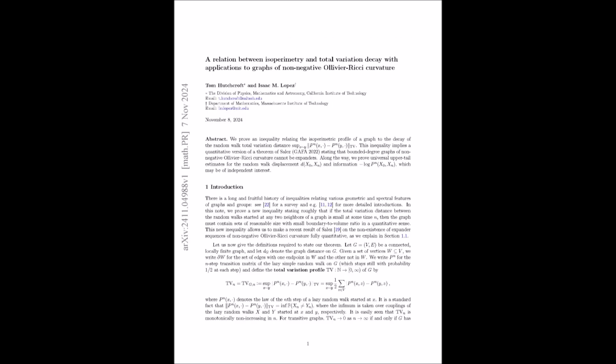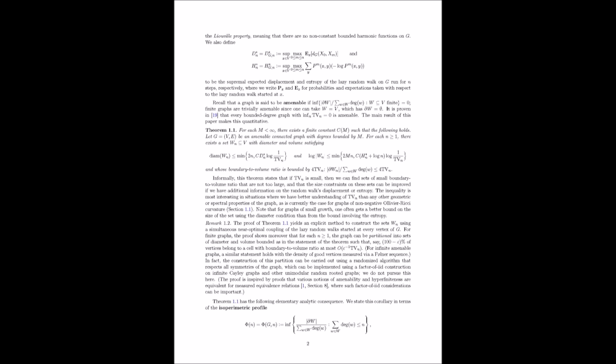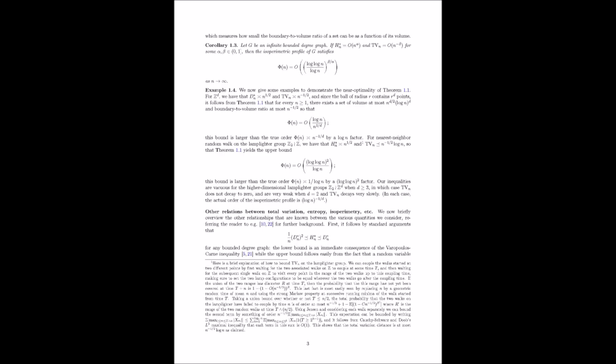All right, so today we're going to be diving into some pretty heavy math, looking at isoperimetry and total variation decay in graphs. We're looking at this paper, a relation between isoperimetry and total variation decay with applications to graphs of non-negative Ollivier-Ricci curvature by Tom Hutchcroft and Isaac M. Lopez. Yeah, this is a really cool paper. I figured you'd like it.